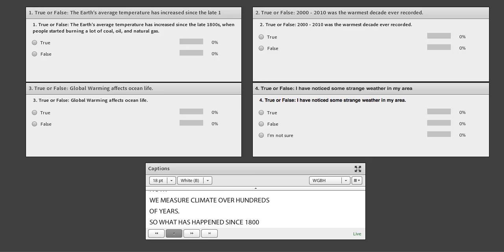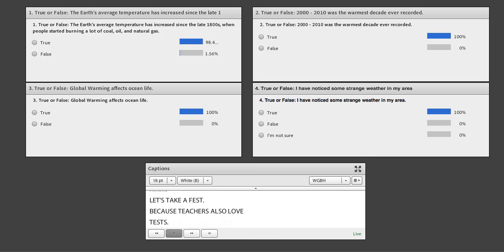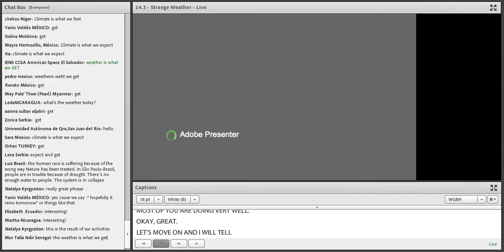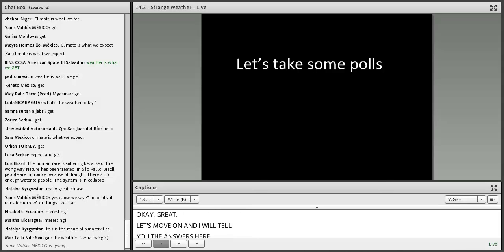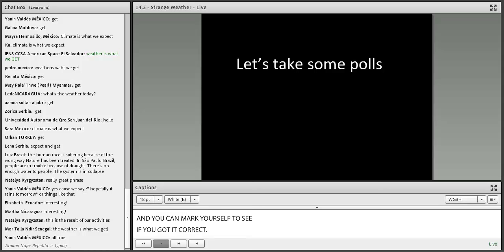Let's take a test, because teachers also love tests. Take a moment to read these. Okay, most of you are doing very well. Okay, great. Let's move on, and I will tell you the answers here. And you can mark yourself to see if you got it correct. The Earth's average temperature has increased since the late 1800s.